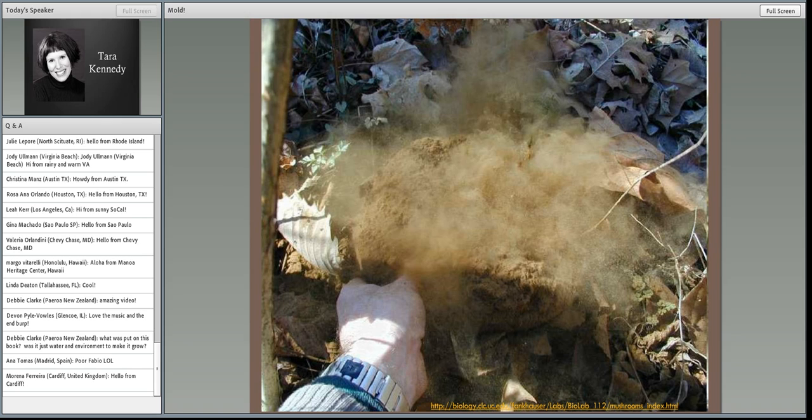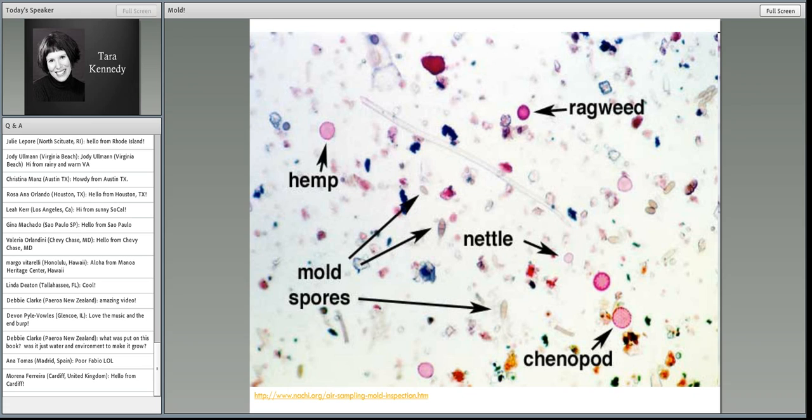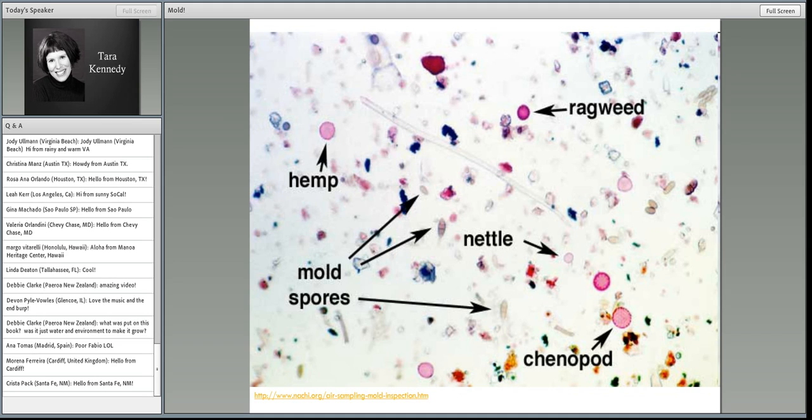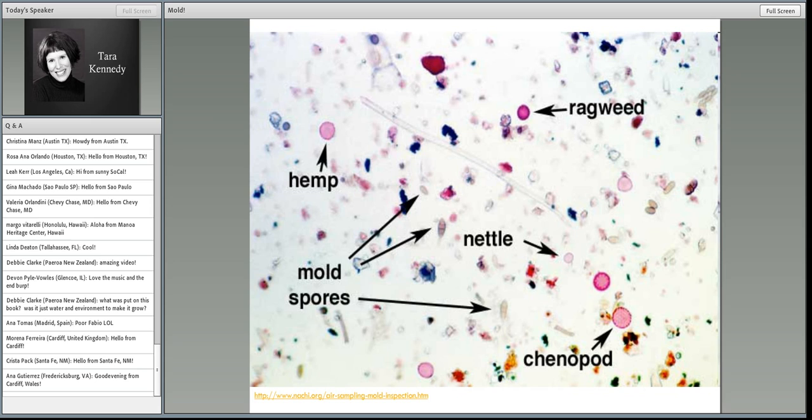And this slide here is a microscopic shot of an air quality sample that was taken. This is how experts can tell what kind of mold is actually in your air. When they do air quality testing, this is part of what they're doing. So they can identify what is actually floating around in the air. In this instance, you can see there are allergens like ragweed, nettle, which I think, if I remember correctly, is from a tree, and the different types of mold spores. You can see those are three different types there that they're showing.